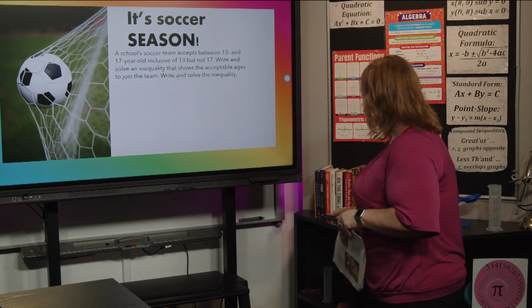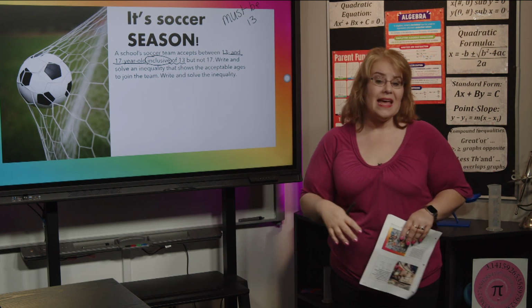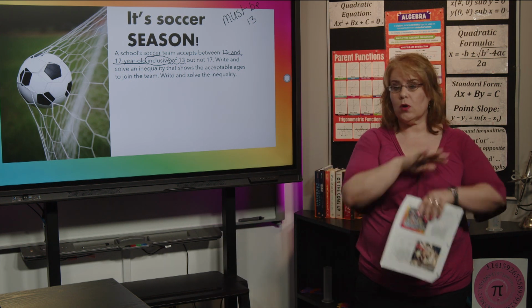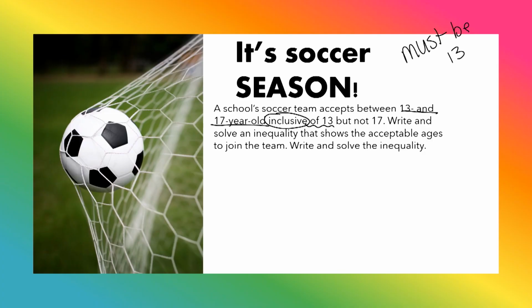So let's see what this school's got. Now, it says it accepts between 13 and 17-year-olds, inclusively of 13. They must be 13, but they don't necessarily have to be 17. But they have to 100% be 13 years old, no matter what. So then it says, write and solve an inequality that shows the acceptable age to join the team.